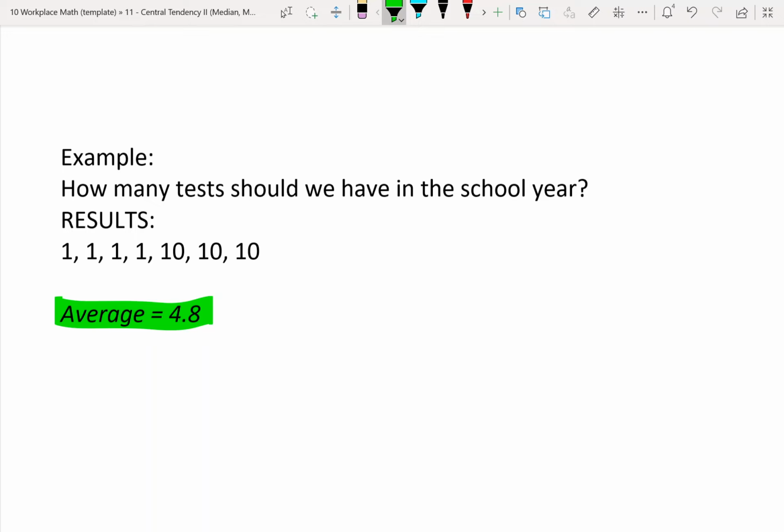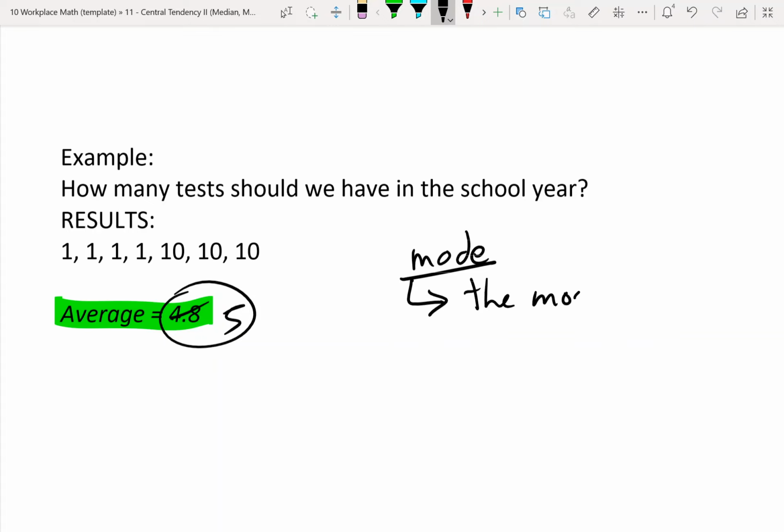But the problem here is that if I did 4.8 tests, let's say I rounded that to 5 tests, that's probably not going to make them happy, and it's not going to make them happy either. So it's hard to tell just by looking at the average what information is there. So another method we can use is called the mode. The mode basically means the most common answer.